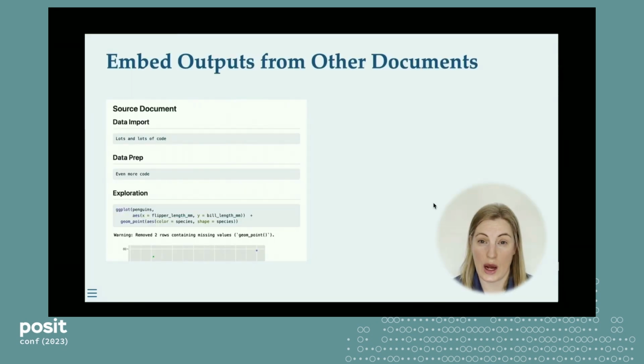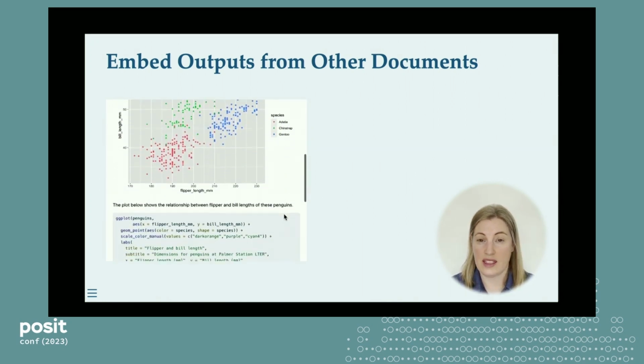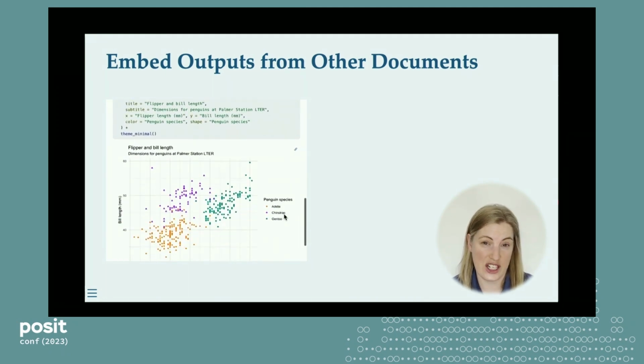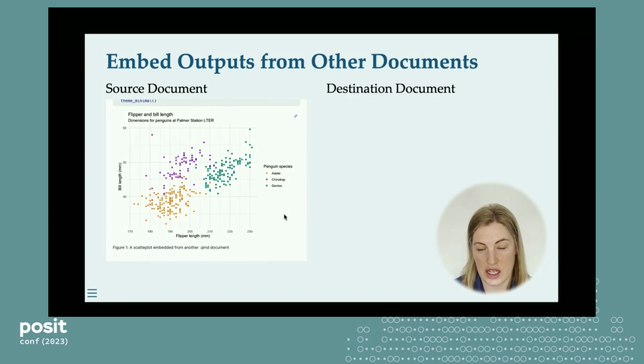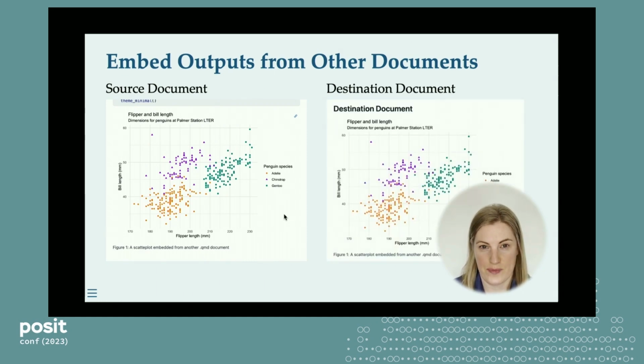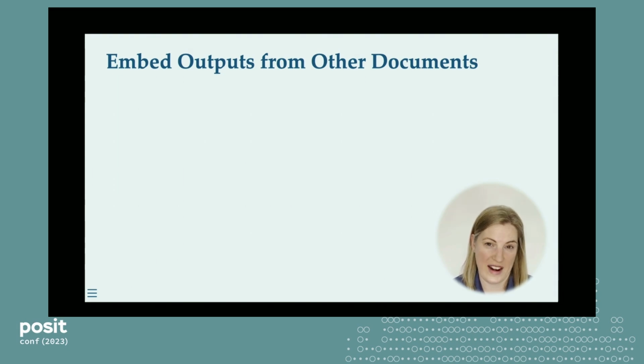The first feature I want to show you is the Embed shortcode. Imagine you've got a Quarto document and you've imported some data, done some processing, done some exploration, and you've landed at a visualization that you really want to include in another document. I'll call this document with all the code that gets to the visualization the source document. What you want to end up with is another document, I'll call it the destination, with just this visualization in it. The embed shortcode lets you do that with one line.